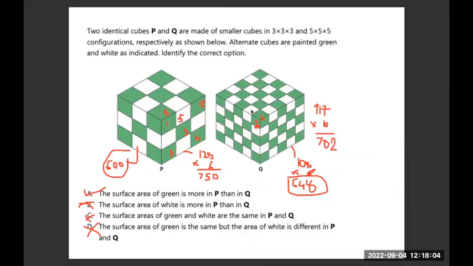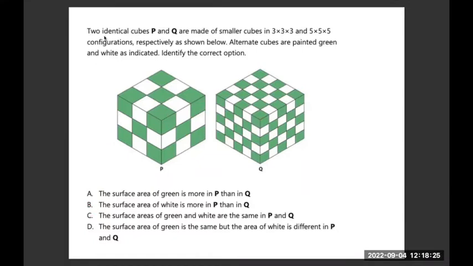Just simple mathematics: finding the area, multiplying it by the modules that are happening in one face, and then multiplying by the total number of faces. That gives the surface area of green and the surface area of white, and you check for the options. Simple. We'll move to the next one now.